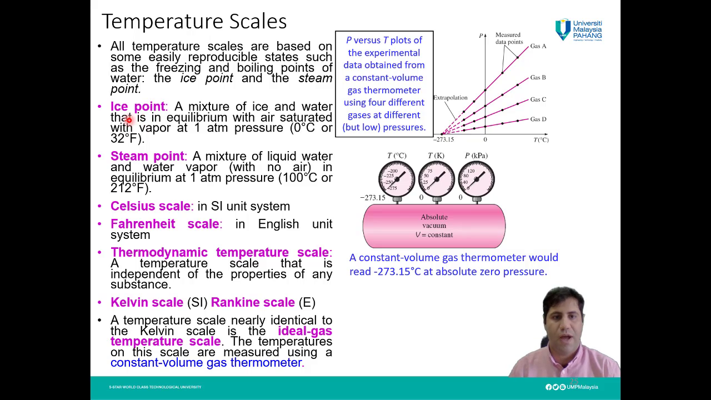And as you can see here, ice point is a mixture of ice and water in equilibrium with air saturated with vapor at 1 atmosphere pressure. We call that 0 degrees Celsius, or in English units, 32 degrees Fahrenheit. And a steam point is a mixture of liquid water and water vapor with no air in equilibrium at 1 atmosphere pressure, at 100 degrees Celsius or 212 degrees Fahrenheit.